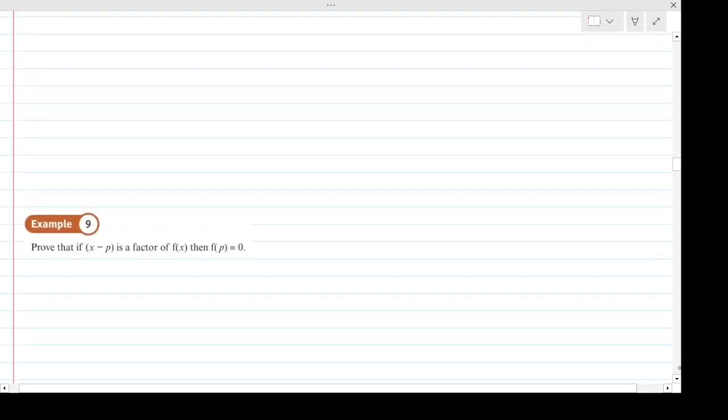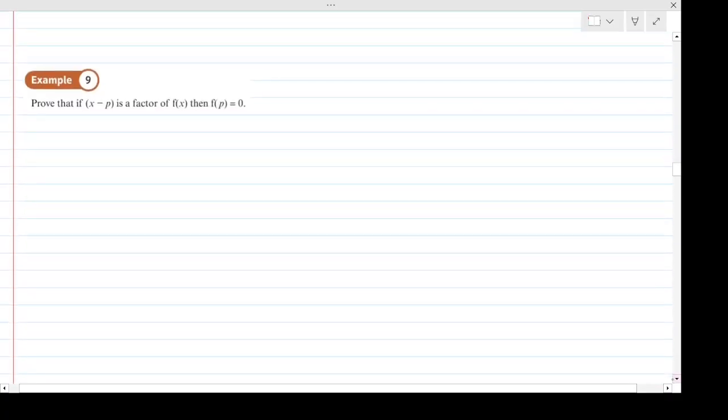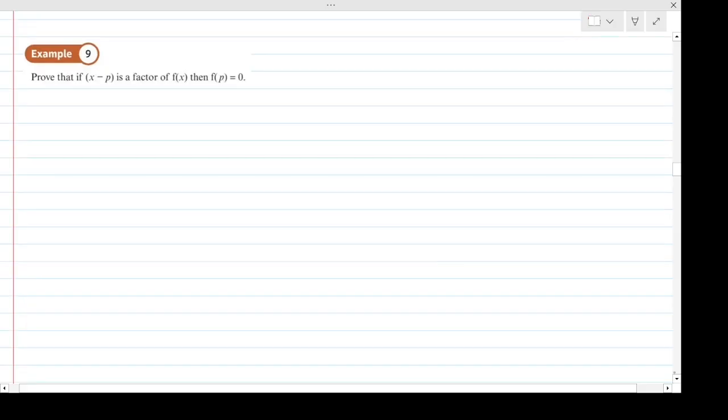Okay, and then I'm going to leave the last example before we look at some exercises. We've got this, which is sort of a proof of the factor theorem. So we're asked to prove that if x minus p is a factor, then f of p equals 0. That's basically the factor theorem, by the way. So we just need to prove that. Okay, well, very simply, we have f of x then.